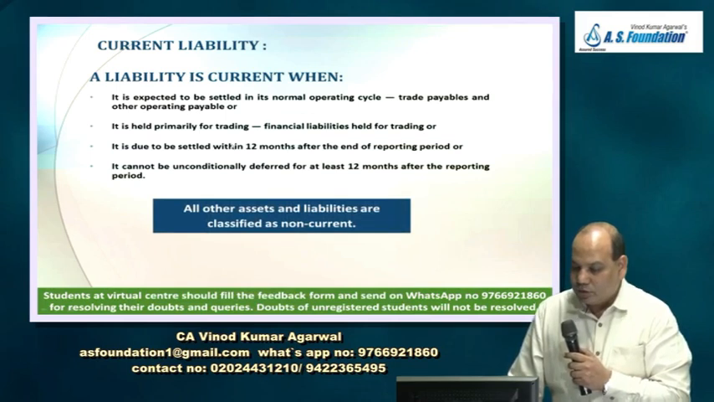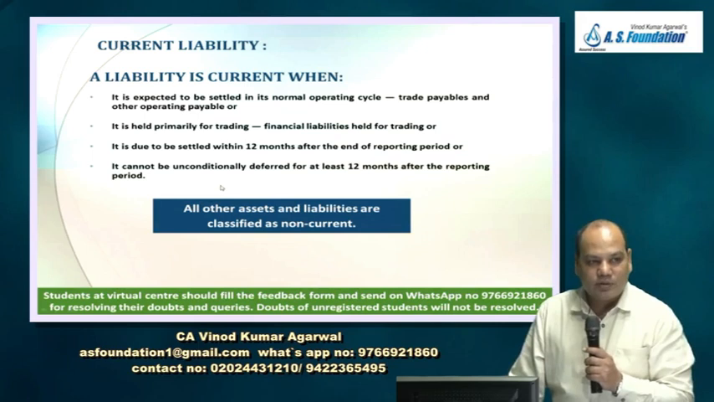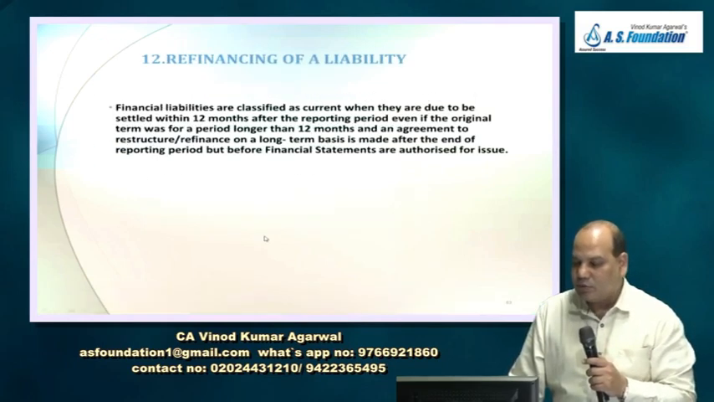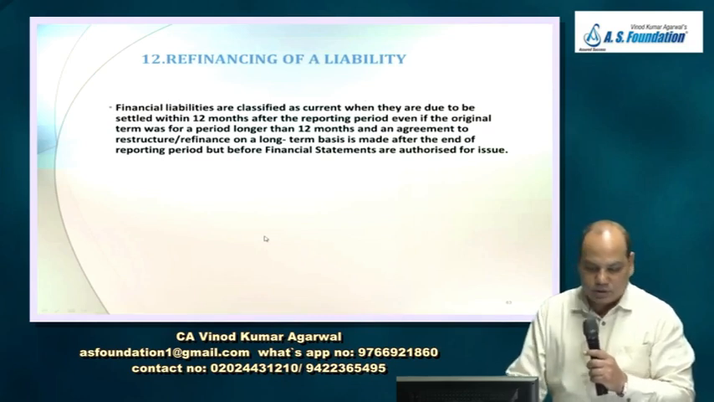The standard defines what is current asset and what is current liability. It has not defined what is a non-current asset or a non-current liability. So all other assets and all other liabilities will be classified as non-current.